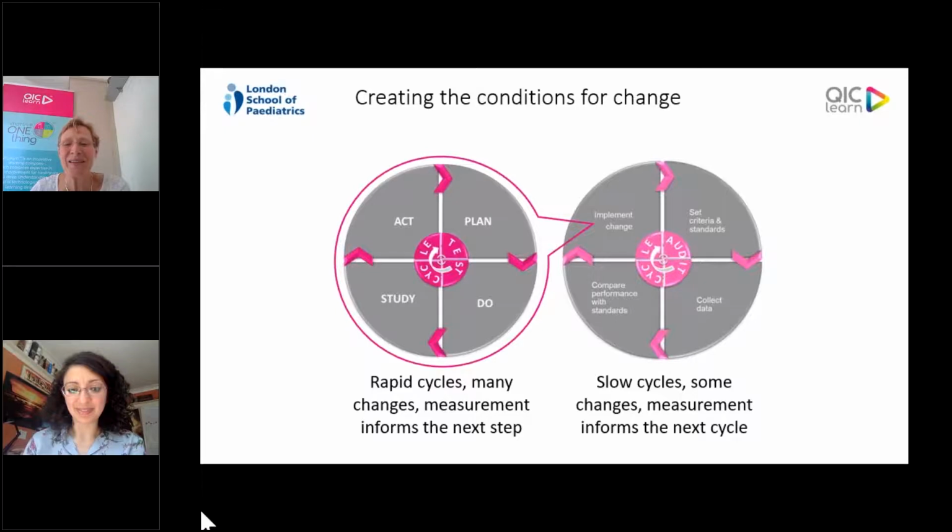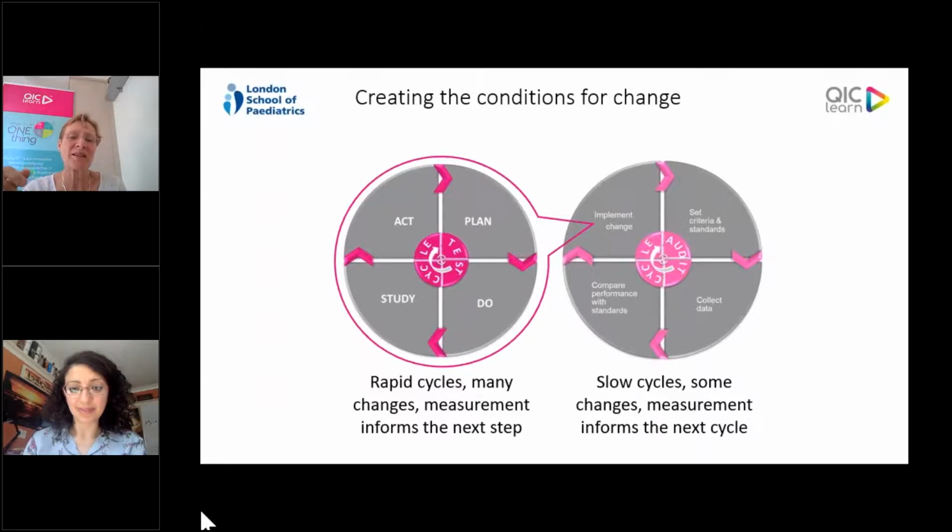Okay. So this is a very fast presentation. I have put some ways that they're different here. Essentially, the audit cycle is a compliance cycle. It's to check whether or not something is being done and show you the gap or the deficit, and then to help you think about how you can overcome that gap.